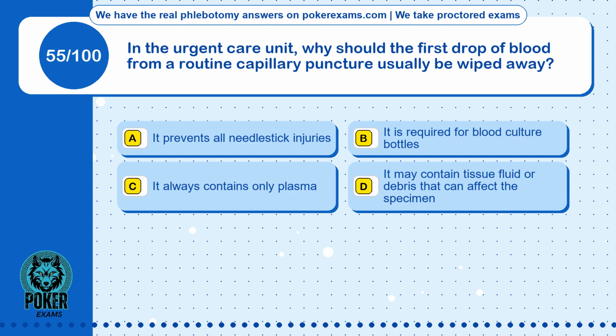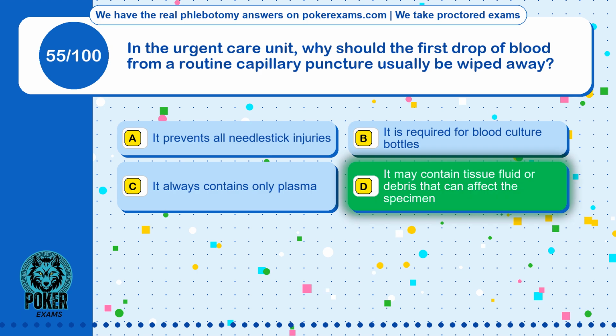Question 55. In the urgent care unit, why should the first drop of blood from a routine capillary puncture usually be wiped away? Option A. It prevents all needle stick injuries. Option B. It is required for blood culture bottles. Option C. It always contains only plasma. Option D. It may contain tissue fluid or debris that can affect the specimen.